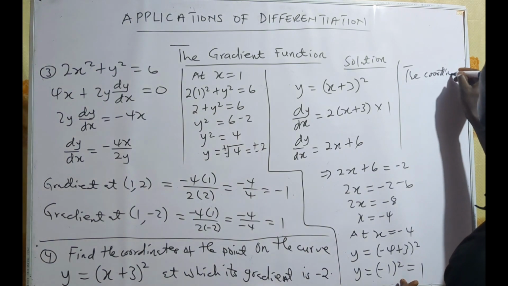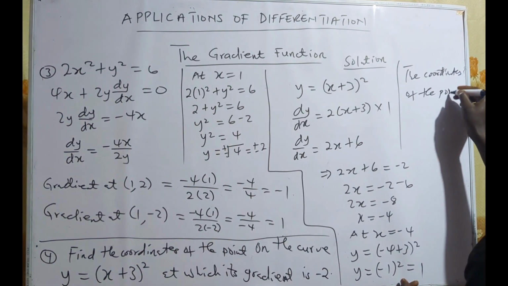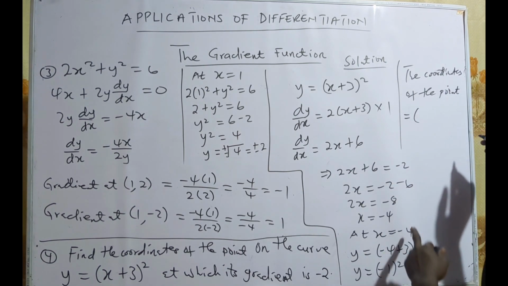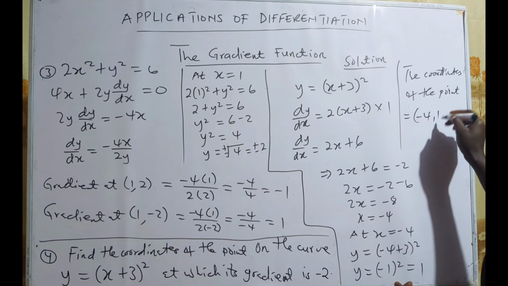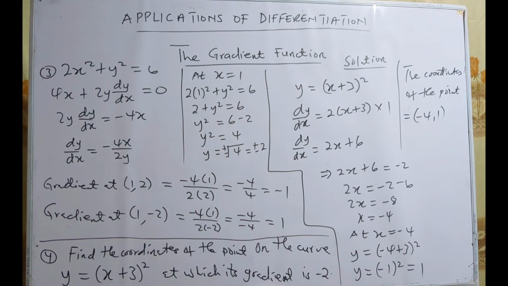You conclude that the coordinates of the point is equal to negative 4, 1. So x is negative 4 and y is 1. So the coordinate is negative 4 and 1. I believe you get it.